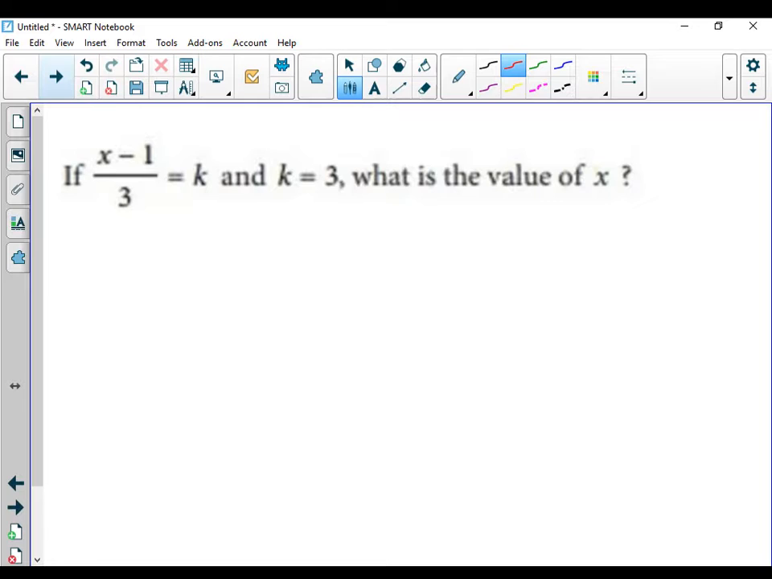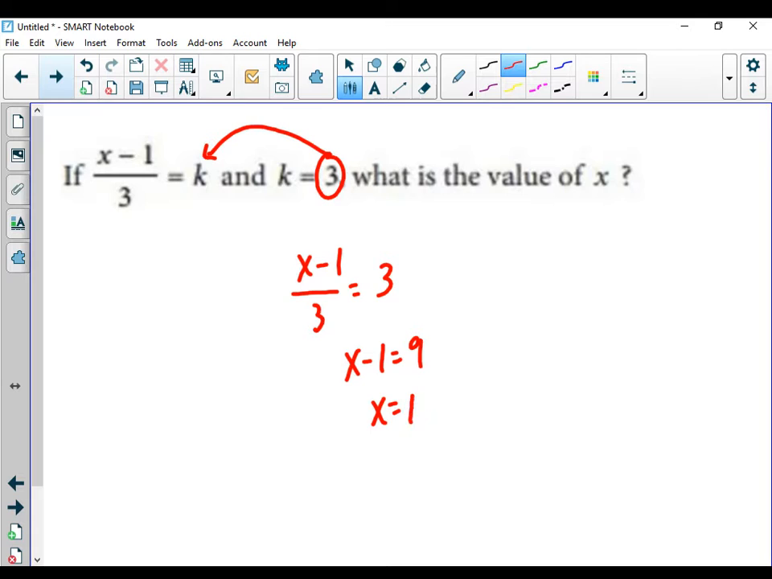All right, the last one here. If (x minus 1) over 3 is equal to k, and k is equal to 3, they want us to figure out the value of x. Hopefully this one wasn't too bad, because essentially we're just going to take this 3 and plug it in here, and now solve that equation. If I multiply by 3 on each side, and then add 1, I get my x value of 10.